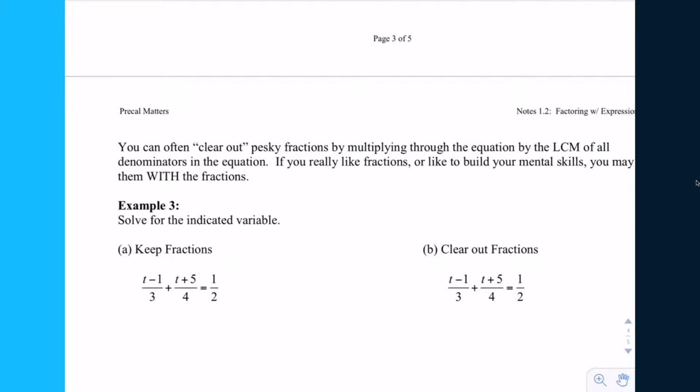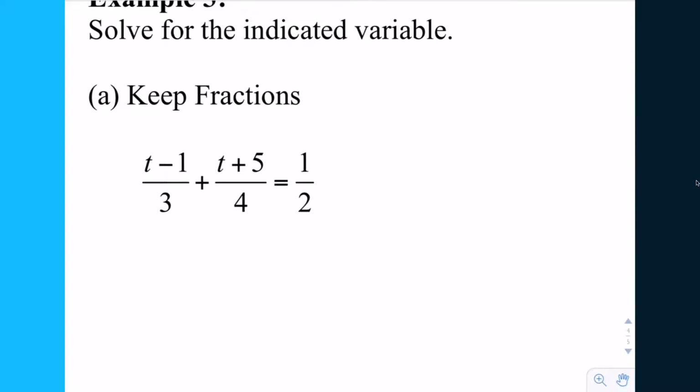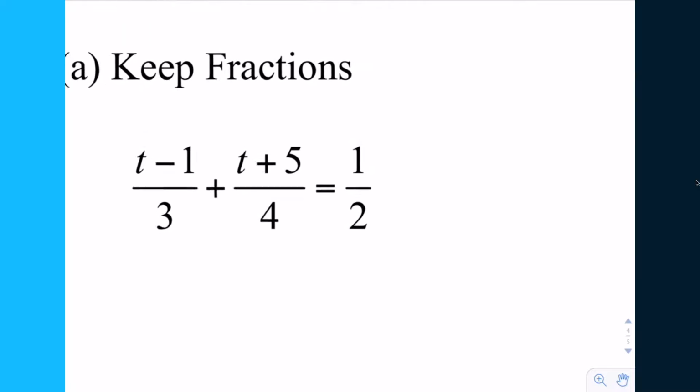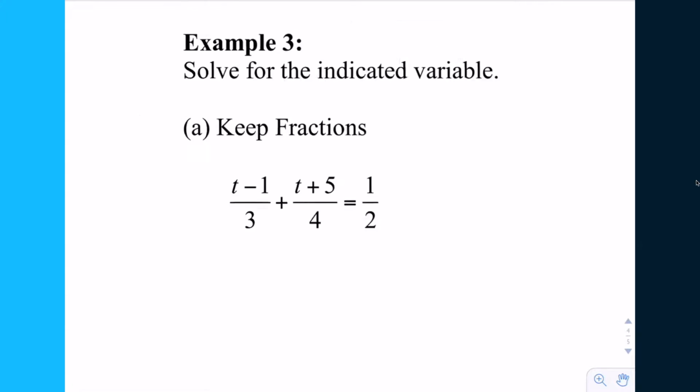So what happens if you have fractions? Like example 3. Y'all like fractions? Already this year, you are better with fractions than you were just a week ago, right? We've worked with them quite a bit. So if you ever have a linear equation like this, and what makes this one linear, by the way? There's no squares, right? It's just t to the first, t to the first. So it's a linear equation. So it's going to have at most one solution.